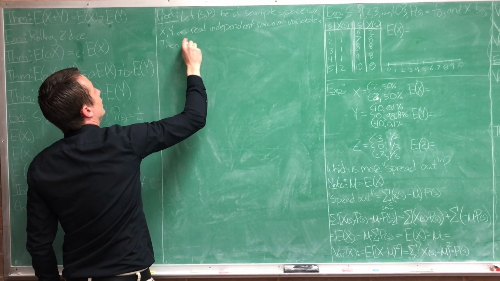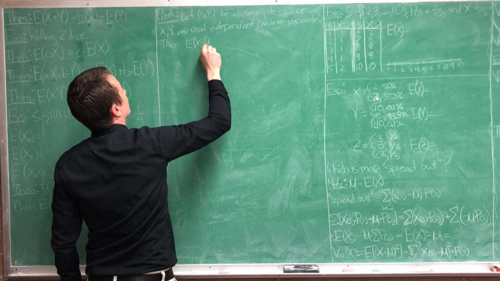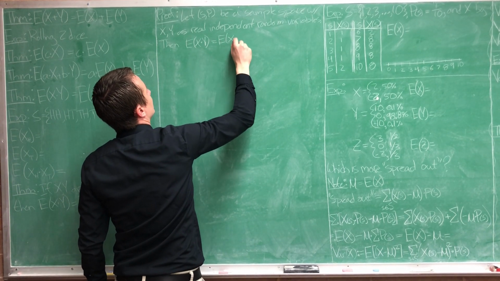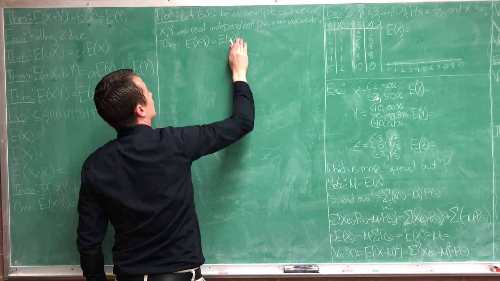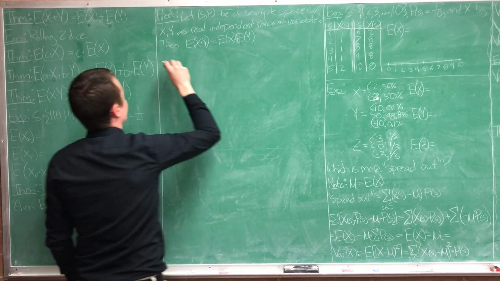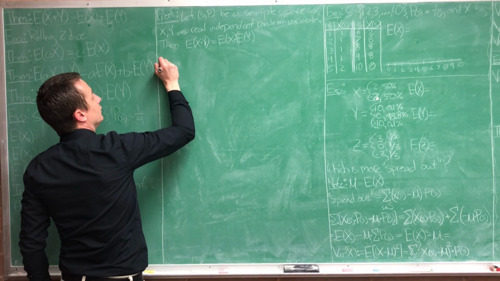Then the expected value of x times y is equal to the expected value of x times the expected value of y. That's what we're going to try and prove. Okay. So we'll assume all that and just jump right into the equation part.